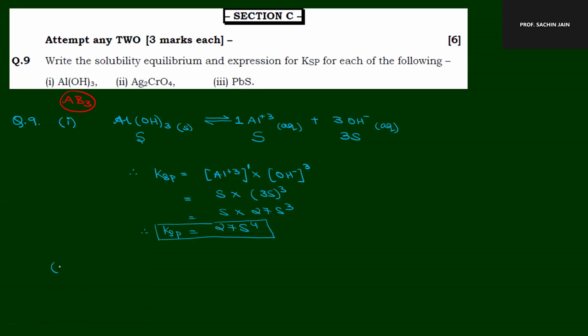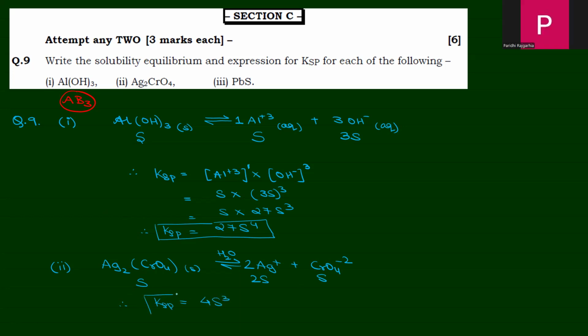Ag2CrO4 is what type of salt? A2B. And this solid on dissolution in water will give 2 moles of Ag plus and 1 mole of chromate. 2:1 will be obtained. Now finally we will keep this as 2S and this as S. Therefore, if you solve KSP, 4S cube will come. Correct. I am not writing the details now; I solved one and told you above.